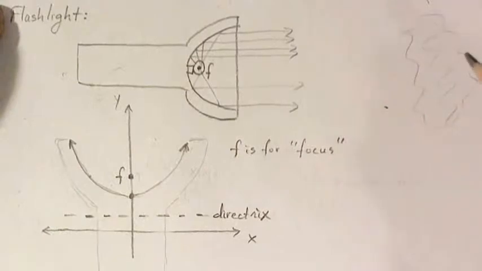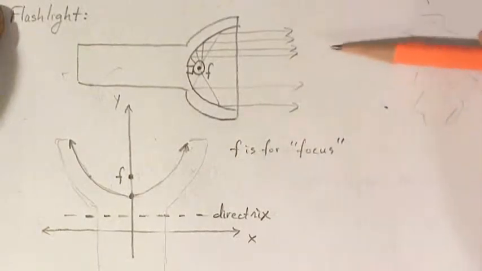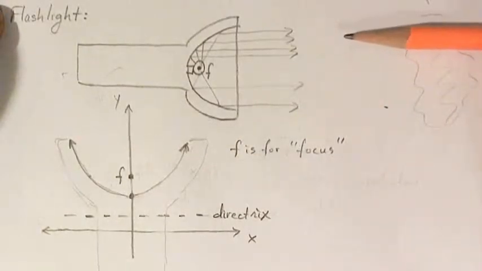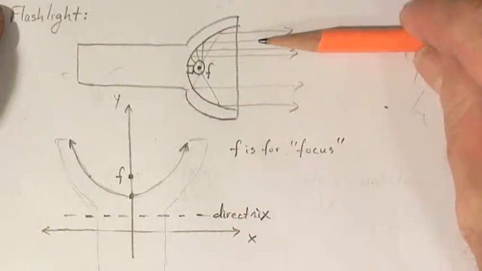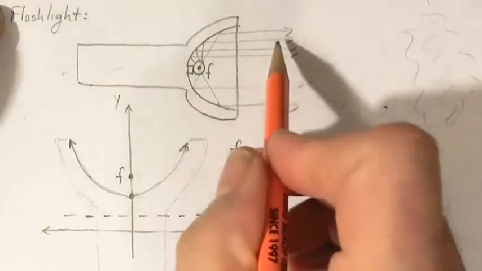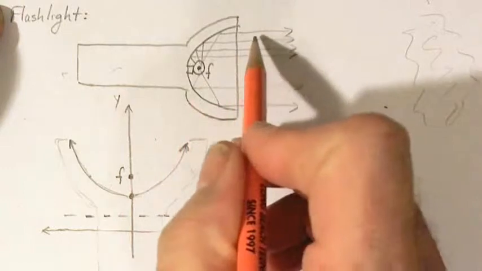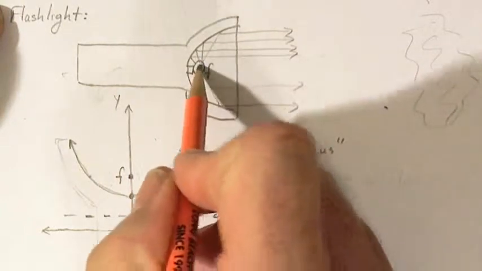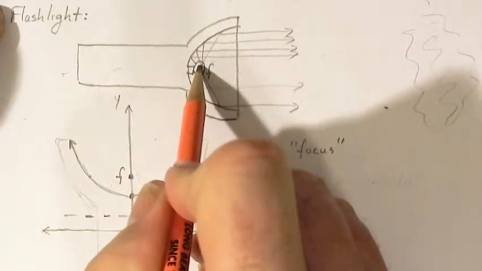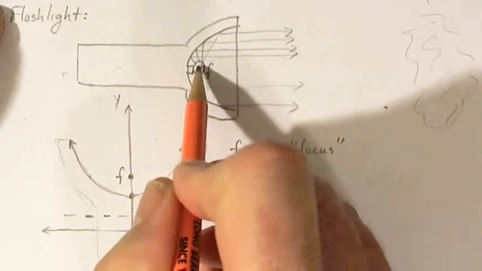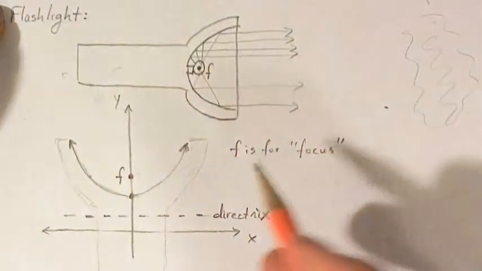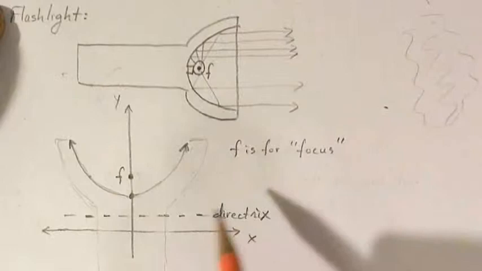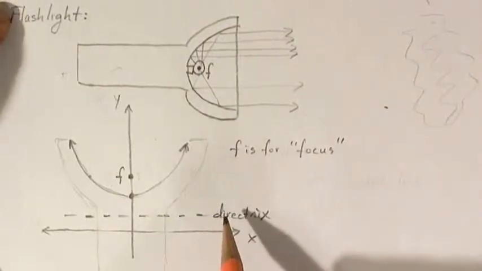Now, why do they call it focus? Well, if you think of the light rays as going into the flashlight instead of going outward, then the lens would focus the light rays onto the filament of the light bulb, which is located at the focus. So anyway, that's a little trivia why they call it the focus.